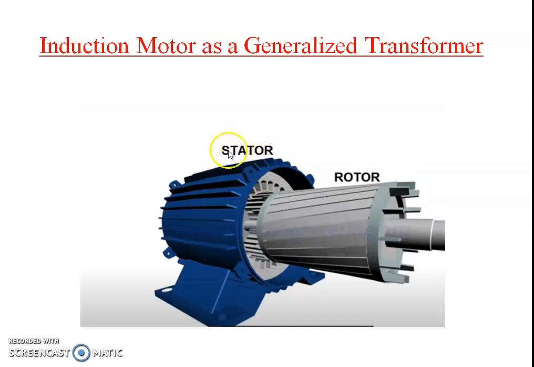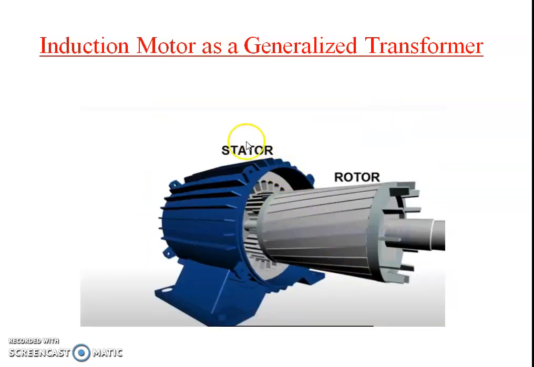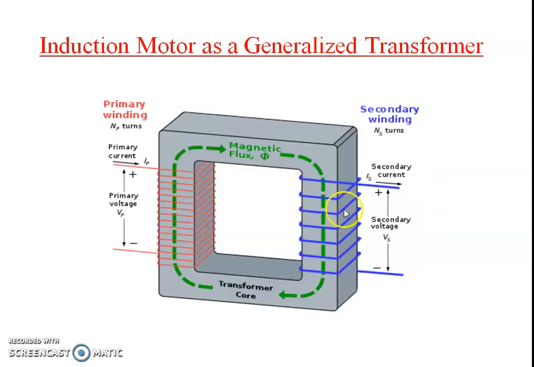Now whatever flux is produced by the stator winding is cut by the rotor circuit in the case of the motor. But in the case of the transformer, whatever flux is created by the primary winding is cut by the secondary side. Here the flux is cut by the secondary, and in the induction motor, the flux created in the stator is cut by the rotor, similar to the transformer.